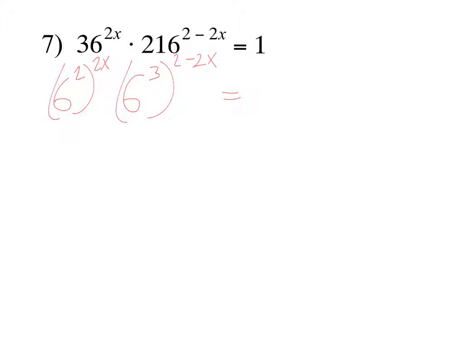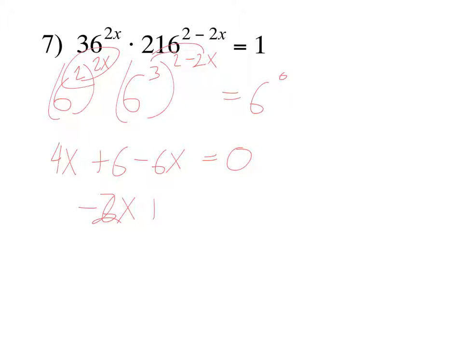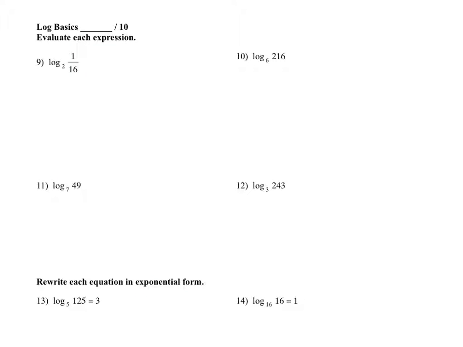we're going to have 6 to the 0. So we've got 4x. We're going to have plus 3 times 2 is 6. 3 times minus 2x is minus 6x is equal to 0, because that's 6 to the 0. Combine some like terms. Negative 2x plus 6 is equal to 0. That means that 2x is equal to 6, and x is equal to 3.